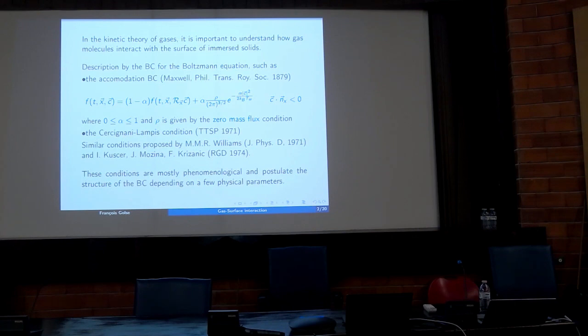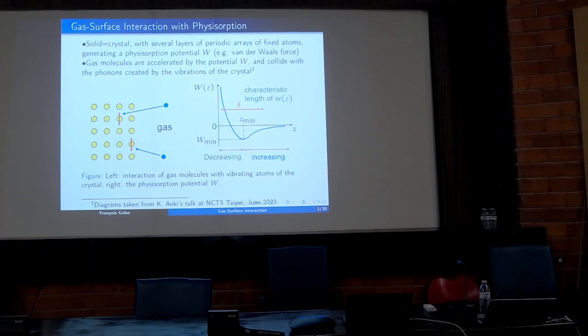So what we try to do here is to understand a simple, albeit physical, ab initio model from which you can derive some kind of boundary condition. Here, the solid is going to be a crystal, and you have several layers of periodic arrays of fixed atoms, like indicated here. And these atoms generate a physisorption potential W. Think of van der Waals forces.